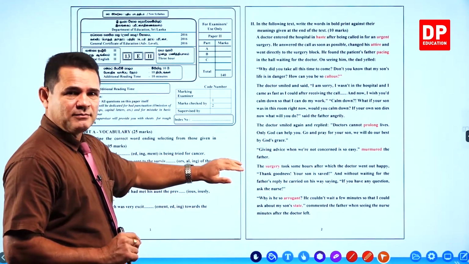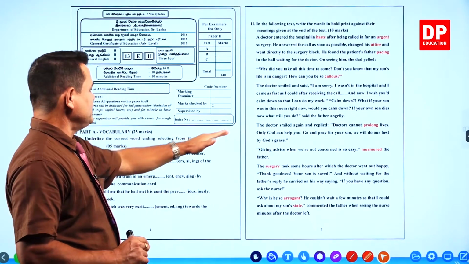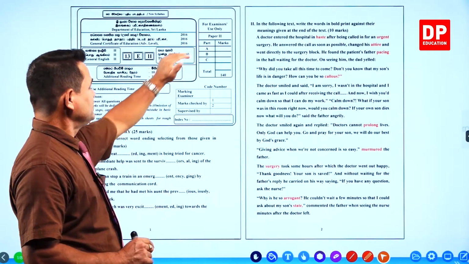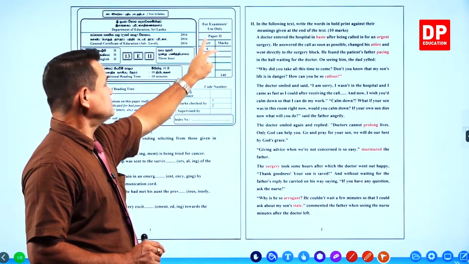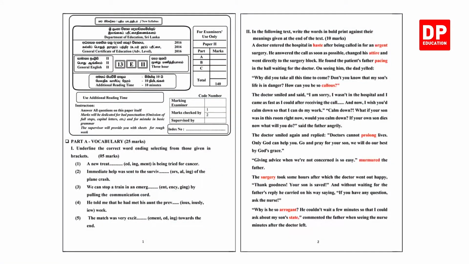This is how you get the paper. At the beginning, you find these parts, and here you are not going to write anything because this is for examiners' use only.